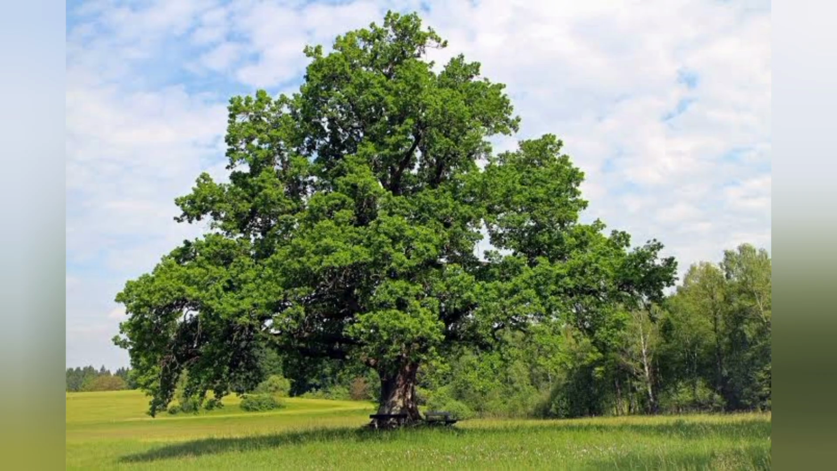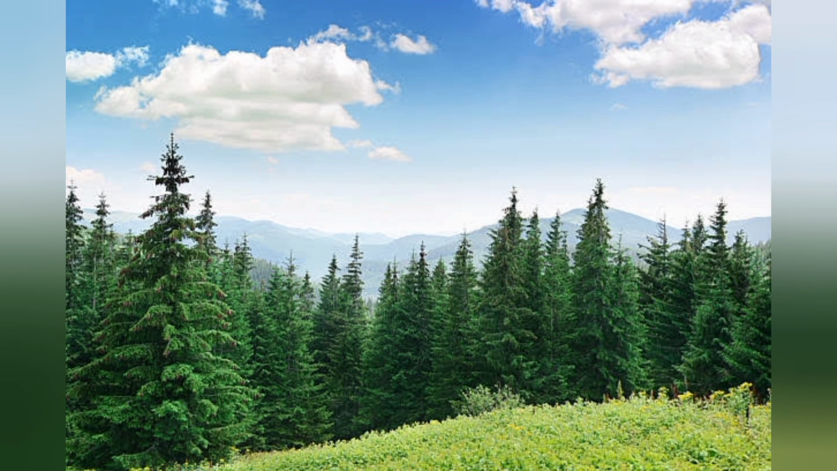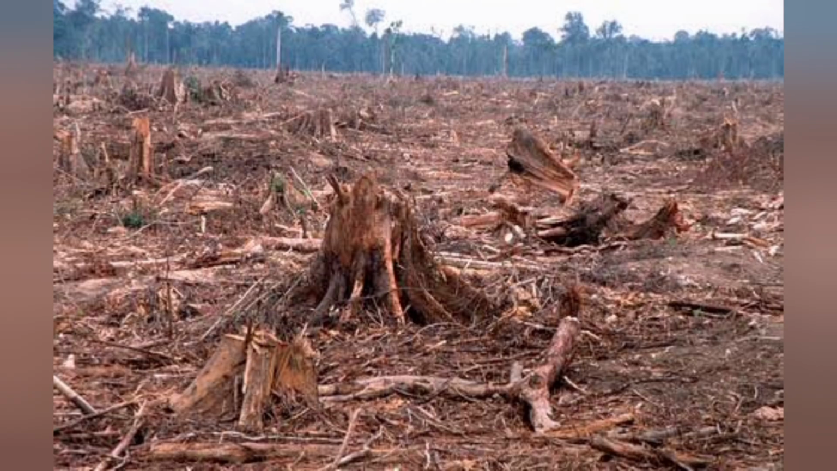And now, problems and possible solutions. Okay, so around 5.45% of Pakistan is currently covered in long established forests, with the second fastest rate of deforestation in the world taking place. So that means we have already discussed deforestation, right? That is cutting down the trees at a large level. So our country is the second fastest in the world in deforestation.